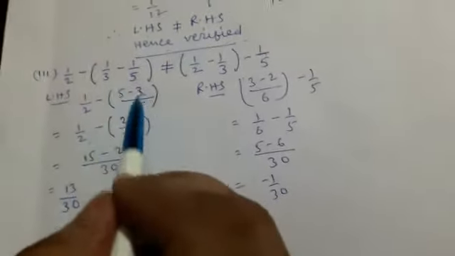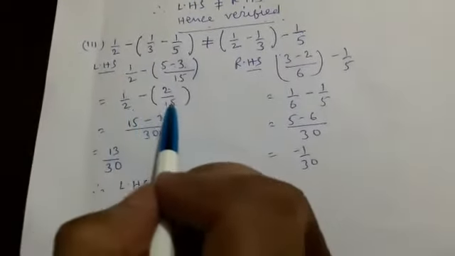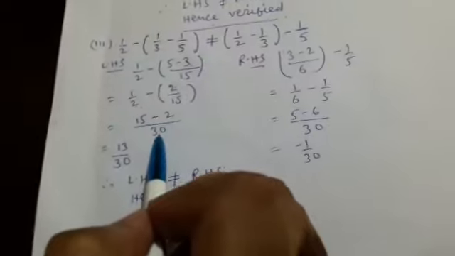3 5s are 15, 5 1s are 5, minus 5 3s are 15, 3 1s are 3. Now 1 by 2 minus 5 minus 3, that is equal to 2 upon 15. Now we will take the LCM of 2 and 15, that is equal to 30.